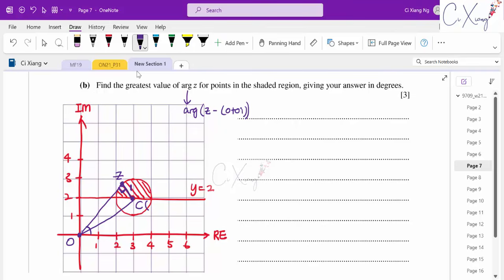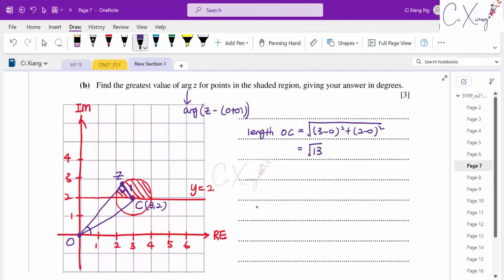Okay, since we know that C has the coordinate (3, 2), I can calculate the length of OC first. To calculate the length of OC, you just use basic coordinate geometry to find the length. It should be the square root of (x minus x1) squared plus (y minus y1) squared. So I have 3 minus 0 squared plus 2 minus 0 squared, which gives me square root 13. So I know that OC is square root 13.